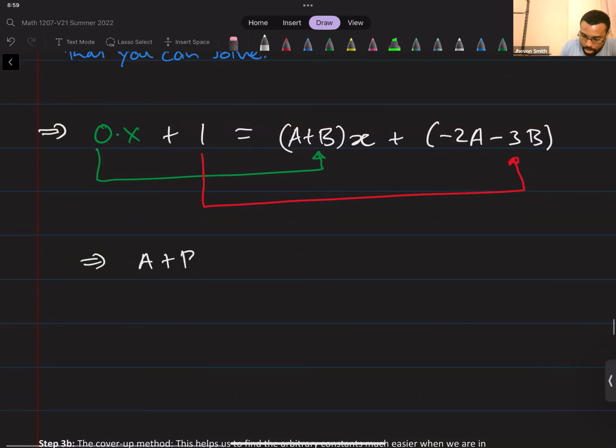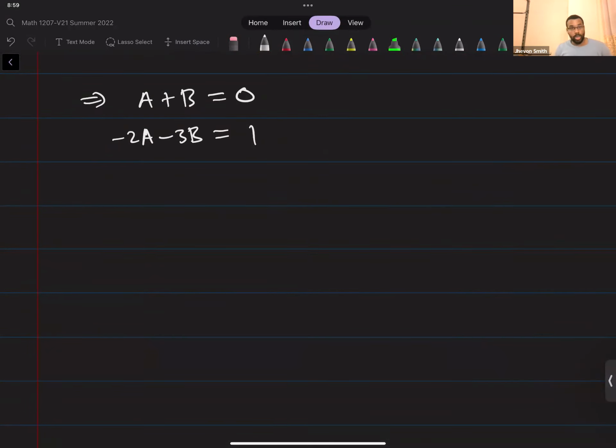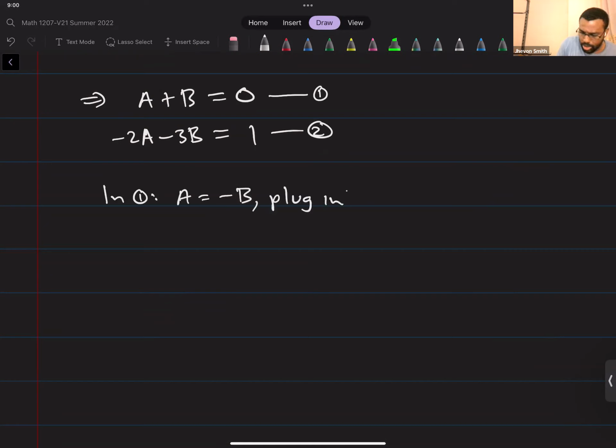So what you end up getting is a system of equations. Your a plus b must be equal to zero. And your minus 2a minus 3b must be equal to 1. So here you end up with a system of two equations with two unknowns, and you just solve this however you solve systems of equations. So this is equation 1, that's equation 2. In 1, your a is equal to minus b, plug into 2. I'm using the substitution method here. So you have minus 2 times minus b minus 3b equals 1.